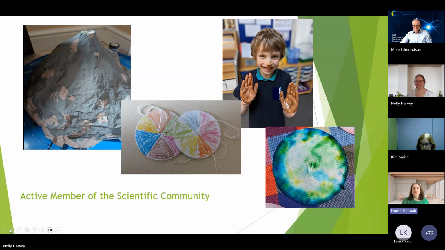And then this was just some examples from the last attribute, the active member of the scientific community. This was something where I had a little bit of a gap. So I had been going into my son's school and helping with some lessons, and this is a photo from a lesson we did about melting, where all the children were holding chocolate, and it was very messy. And I think you can see from his face that he was really enjoying that.